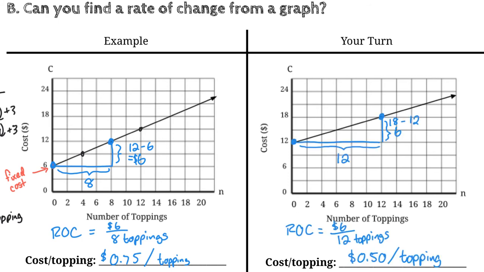So I found that the rate of change is 50 cents per topping. And I found this by picking these 2 points right here. You might have picked 2 different points, but you should still get the same answer. So from my 2 points, I found that the change in the cost is going up by 6, and the change in the number of toppings went up by 12. So when we did cost divided by the number of toppings, 6 divided by 12, I got that it costs 50 cents for 1 topping.